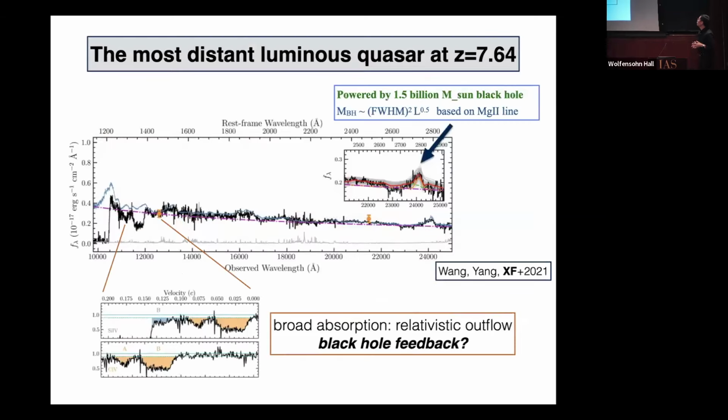So this is a spectrum of the most distant, I will call them luminous quasars in this talk, just to distinguish them from a lot of the AGNs that people are studying with JWST these days at even higher redshift. These are the SDSS-like quasars, the things that you associate with type 1 objects, like 3C 273. So the most distant luminous quasar today is at redshift 7.64. This one was discovered a few years back now.